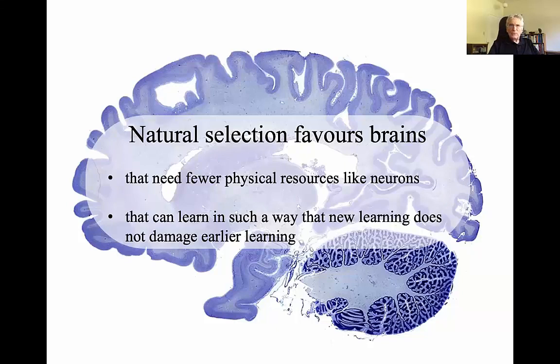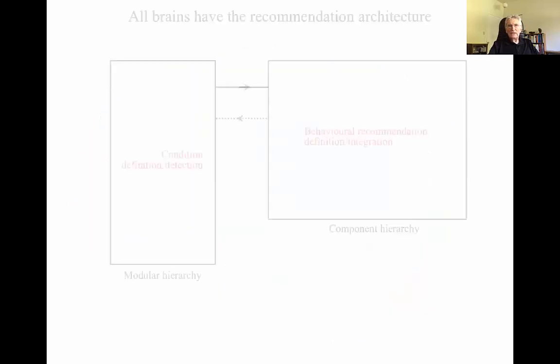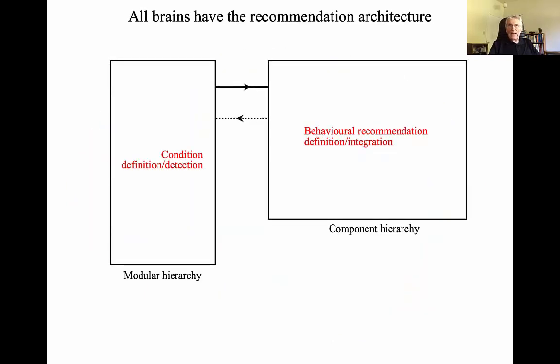And it's possible to demonstrate that natural selection pressures like these tend to constrain a system that needs to learn a complex combination of behaviors into a specific high-level architecture, vaguely analogous with the instruction architecture. And it's called the recommendation architecture. And it's got two major subsystems.